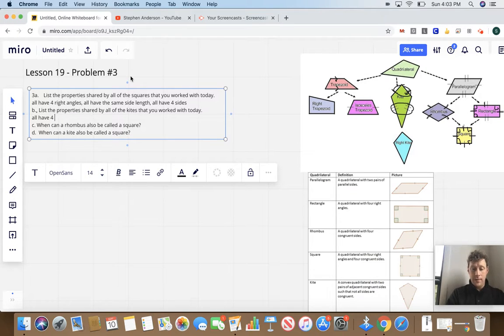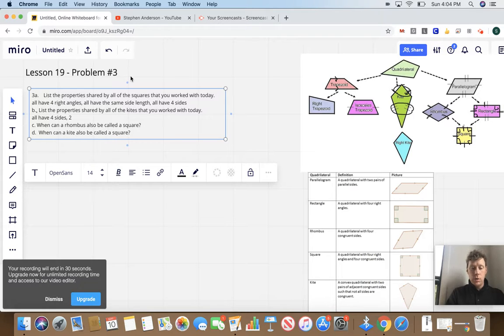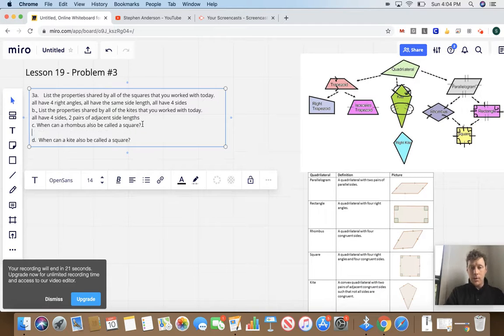List the properties shared by all the kites. All have four sides, but two pairs of adjacent side lengths. And then when can a rhombus be called a square? When it has four right angles and the same side lengths. Okay? And a kite can be called a square for the same reasons. When it has four right angles and all the same side lengths, that's a square.